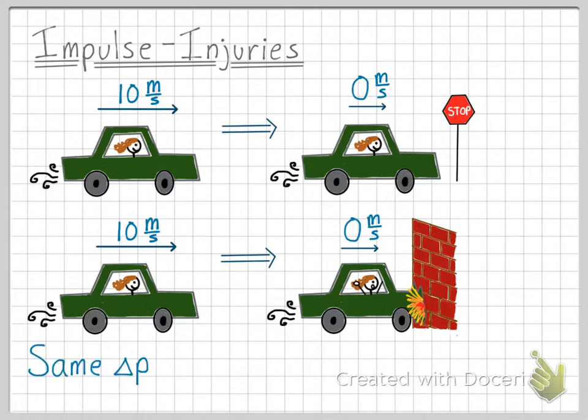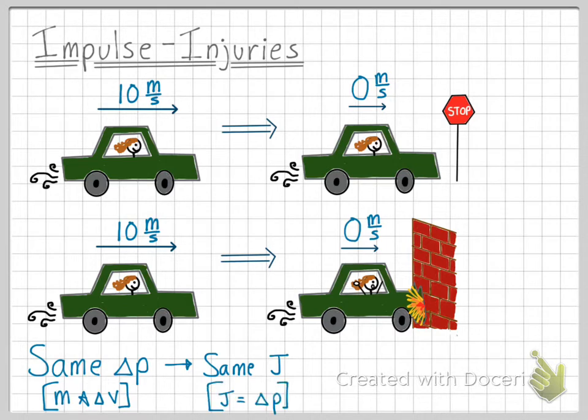So both cars have the same exact change in momentum, and this is because they have the same mass and they also have the same change in velocity. And since we know they have the same change in momentum, they must have the same impulse, and this is because of the impulse momentum theorem.